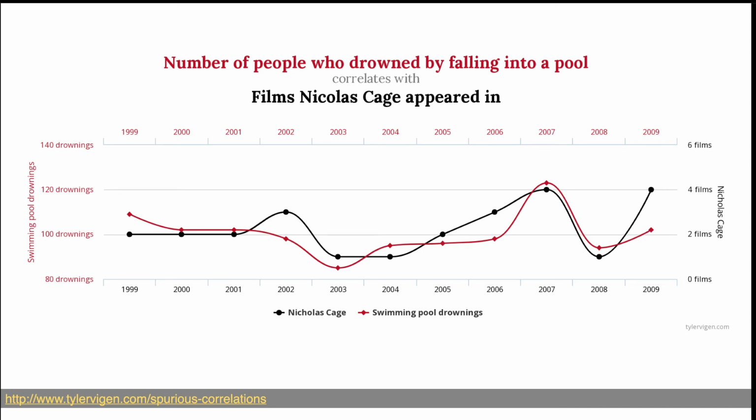Somebody shows you a pretty graph, and the bumps on it seem to line up between the red line and the black line, right? The number of drownings in pools is really closely aligned with the number of films that Nicolas Cage appeared in. My real question is: is the number of films Nick Cage appears in driving drownings, or is it the other way around?